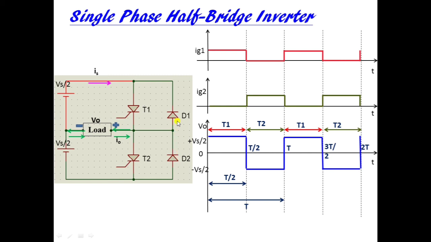Why are these used? See, the load connected will never be purely resistive. It will have an inductive part and a capacitive part. And current flowing through an inductive load always lags the output voltage. The load current is not in phase with the output voltage. If it is an inductive load, the current will lag. If it is a capacitive load, the current will lead the output voltage. Okay. So because of that, these diodes are connected.